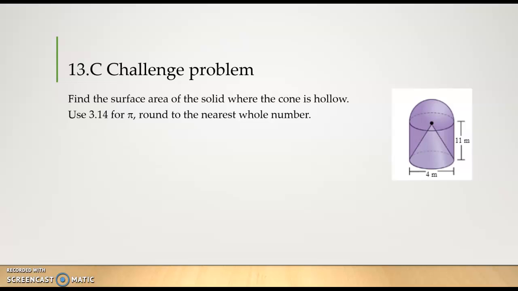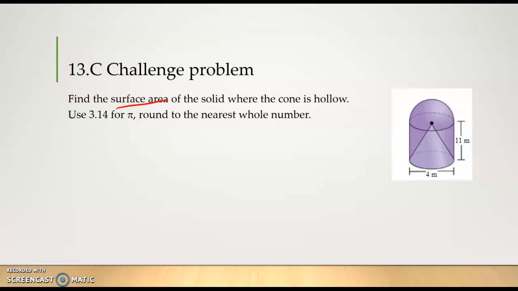So we've talked about composite shapes and how we just need to look at the shapes, figure out what shapes we have, then what formulas, and take from there what we need. On this one, we want to find the surface area of the solid where the cone is hollow. So we have not only the outside of the cylinder and the outside of this hemisphere, half a sphere, but surface area would also include this cone on the inside because that surface would be exposed.